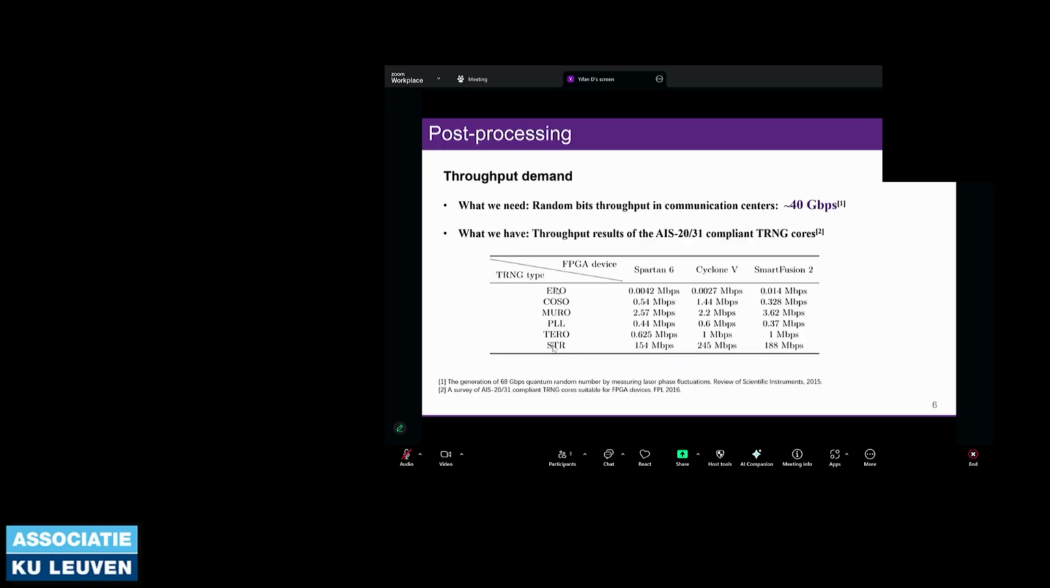The first problem of existing post-processing methods is the throughput. The random bits throughput in communication centers is about 40 gigabits per second. Unfortunately, the throughput of ISO standard compliant TRNG cores falls short of these requirements, with the highest throughput being only hundreds of megabits per second, as shown in this table. A natural approach is using multiple parallel entropy sources to generate random numbers, but it will cause a new problem.